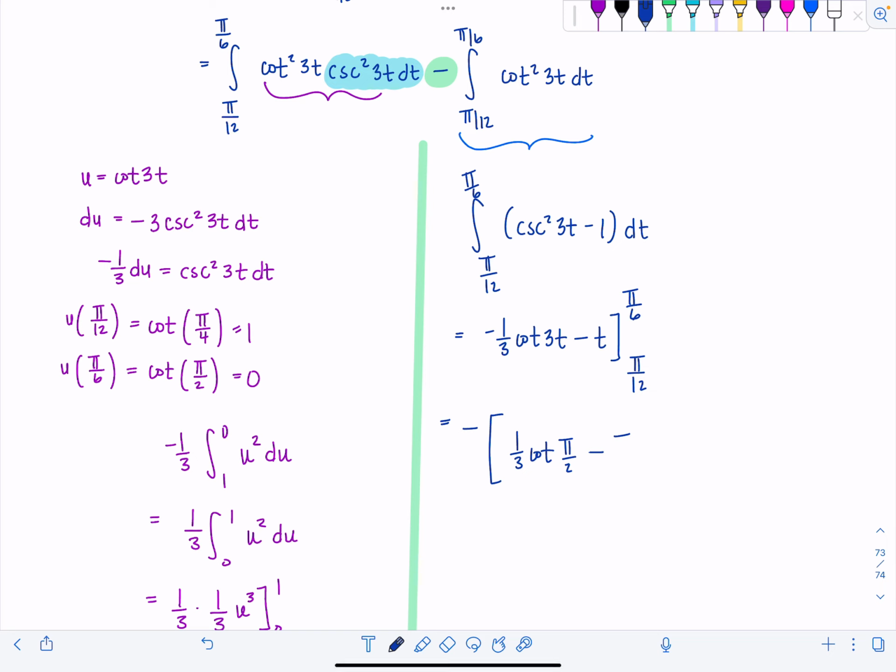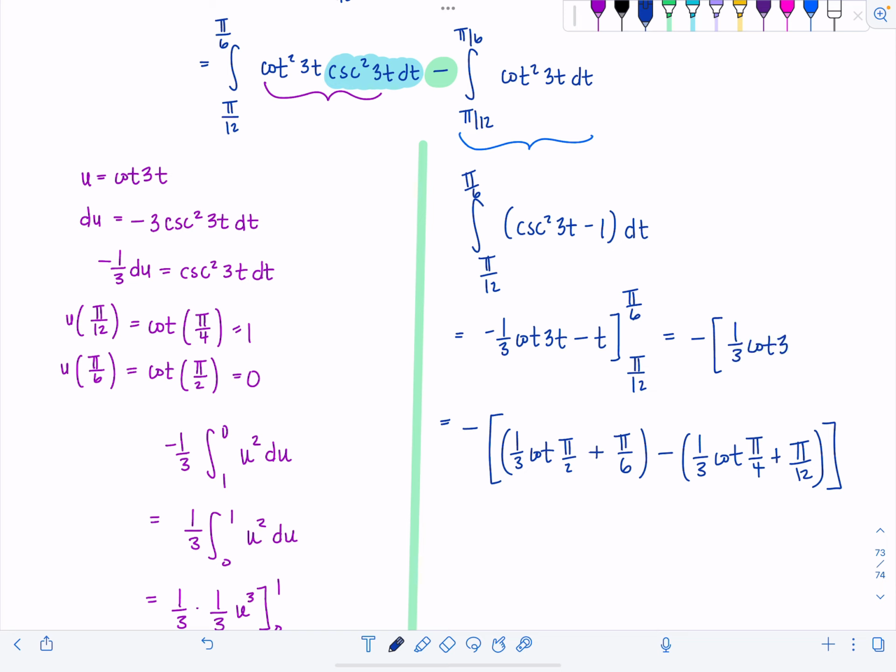Minus, oh, this should be a plus when I factor it out. Plus pi over 6, that's the upper limit. Minus, and then we've got 1/3 cotangent, 3 times pi over 12, that's pi over 4, plus pi over 12. So this step I didn't write out is where I factored out the negative, and then I just had 1/3 cotangent 3t plus t, just to make it a little easier while I'm doing my limits of integration. Okay, that's what's going on.